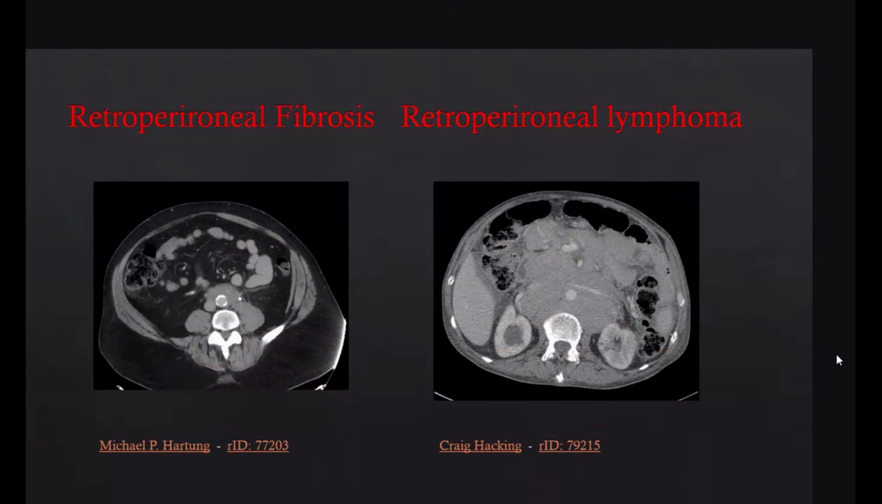As we can see here in our case, this is soft tissue sheets encasing the anterior and anterolateral aspect of the aorta and sparing the posterior aspect of the aorta, while here the aorta is displaced anteriorly and encased in all aspects of the aorta.